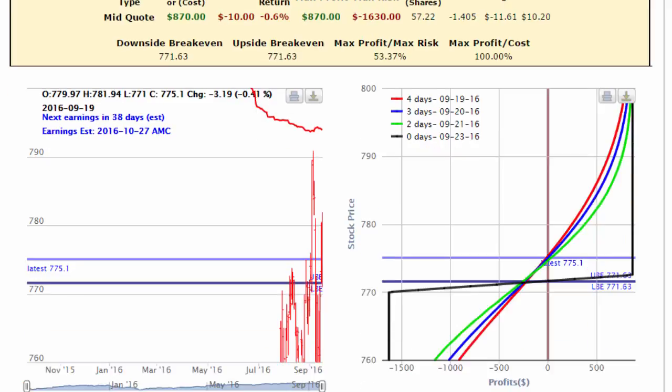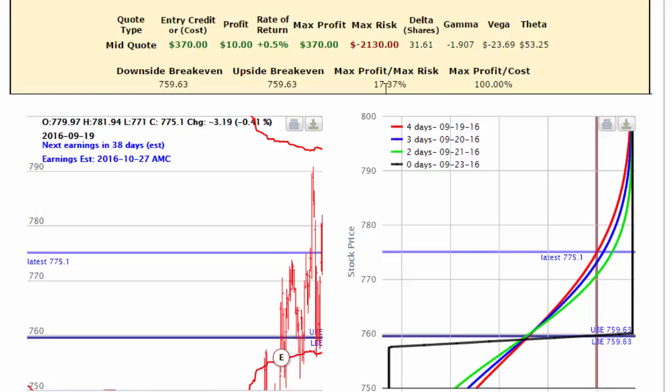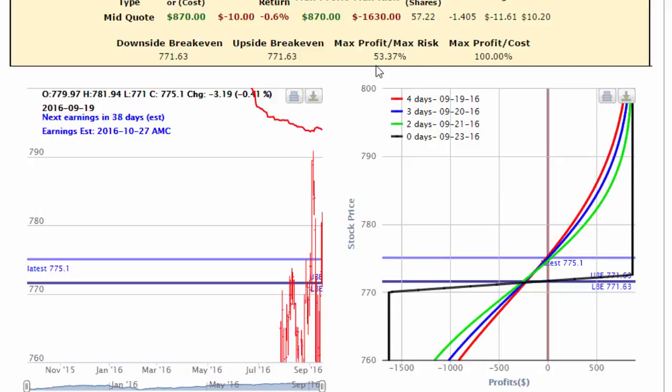So if we look at the one we looked at before, we're increasing the reward, reducing the risk, increasing the return on investment. We're now going from that 17.37% return on investment in 4 days to a massive 53.37% return on investment in 4 days. But we're now reducing the probability of success because our downside break even at expiry is much higher.